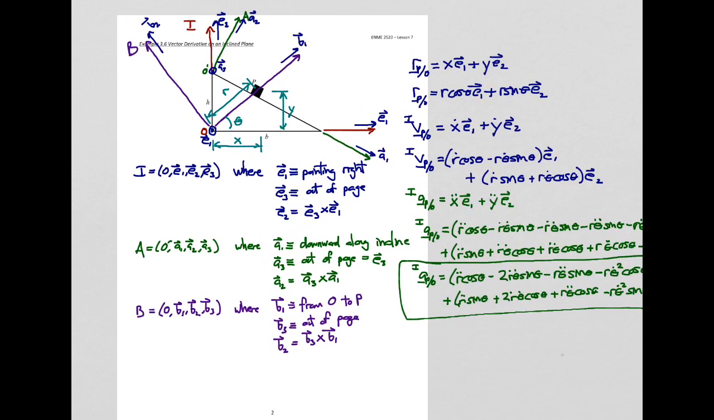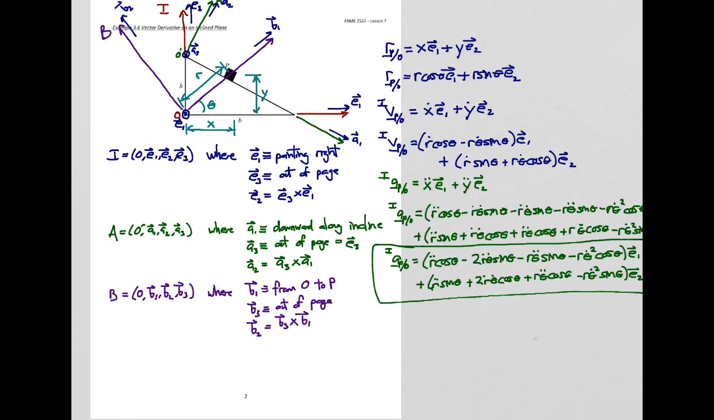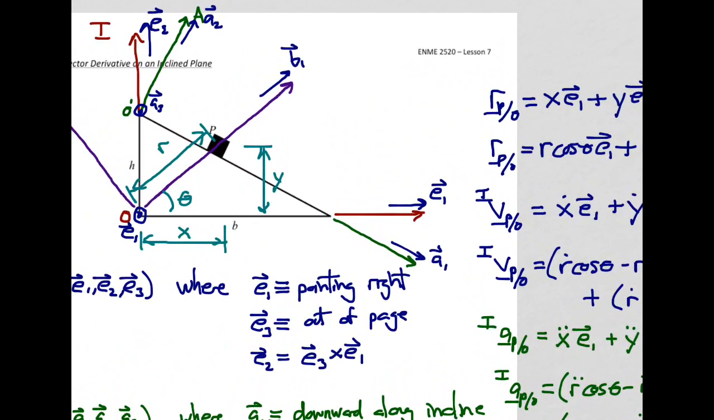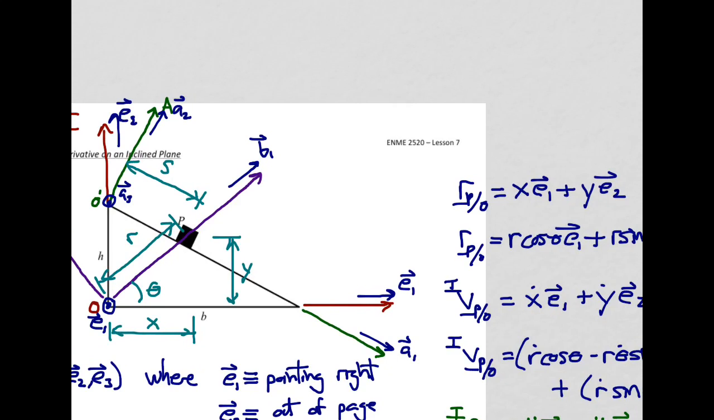Before we move on, though, we need to address these other two reference frames that we have. We have reference frame A, and remember that reference frame A, to define the position P from reference frame A, we now need to define a coordinate that goes from O prime to position P. So let's just call that coordinate S. And so within reference frame A, we can say that P is defined by R P with respect to O prime, and that's a scalar S, and that's in the A1 direction.